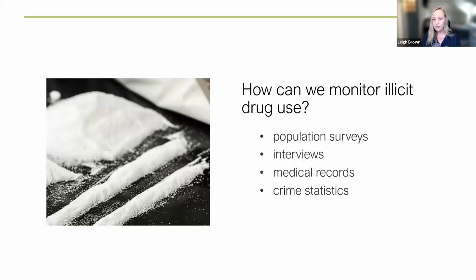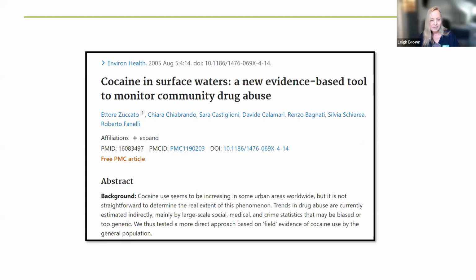We also got information from medical records and crime statistics. Especially with crime statistics, we're looking at potentially a good bit of bias there. And so we didn't really have a great way to measure this, right? So in 2005, scientists in Italy were the first ones to develop this technique for using wastewater to monitor the levels, in this case, of cocaine in their city. And those methods were quickly adapted to looking at other illicit drugs, so opiates, amphetamines, et cetera, right?